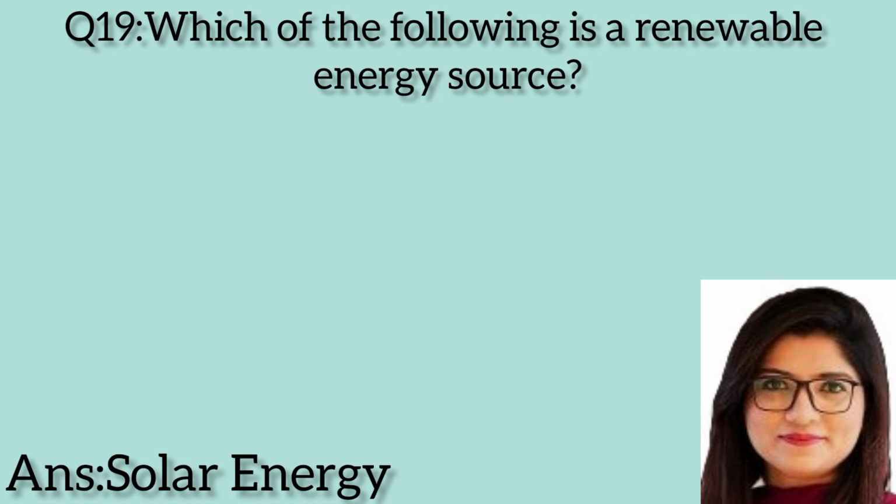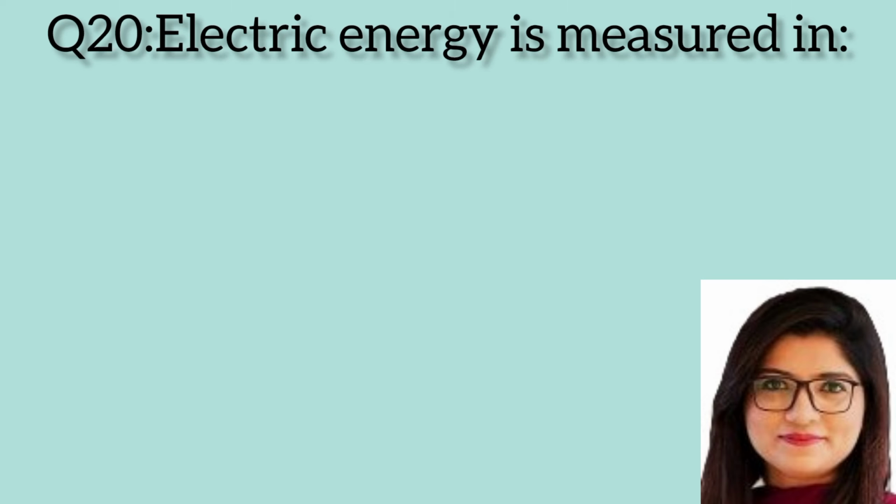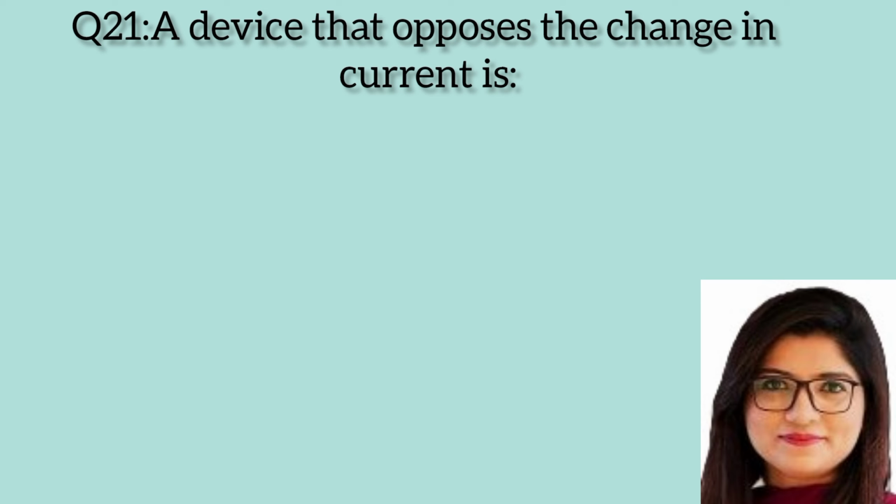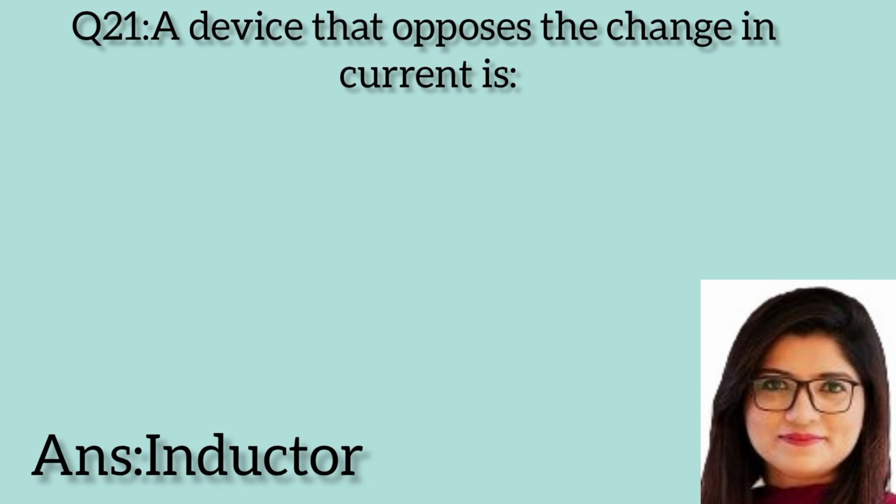Question 19. Which of the following is a renewable energy source? Answer: solar energy. Question 20. Electric energy is measured in? Answer: kilowatt hours. Question 21. A device that opposes the change in current is? Answer: inductor.